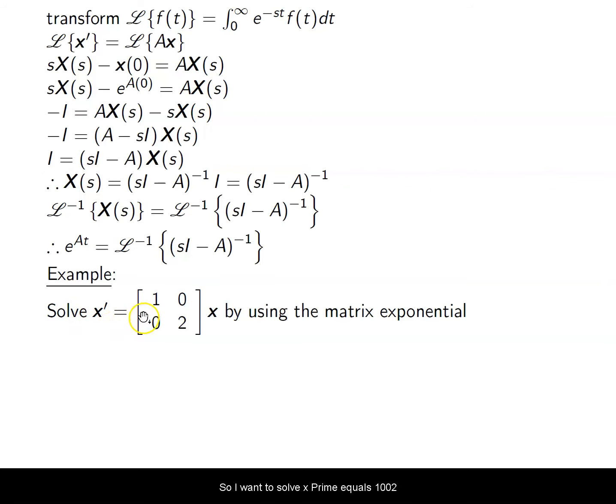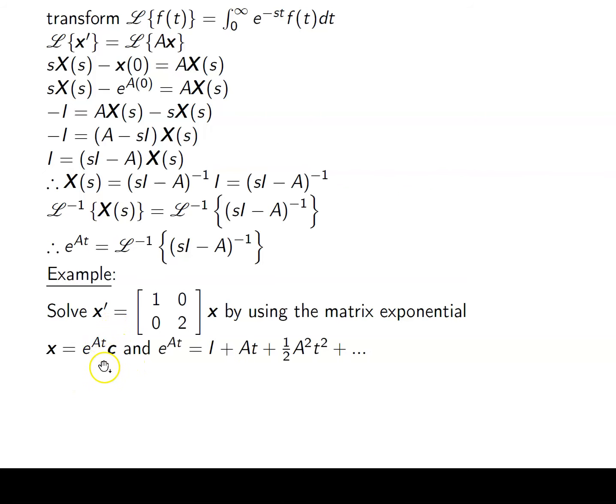So I want to solve x prime equals [1, 0; 0, 2] times x by using the matrix exponential. So I know I have this property that x is e to the At times this coefficient vector. So I need to start to do my e to the At. We do the Maclaurin expansion. I need a couple of powers of A. Luckily, this is a diagonal matrix. Taking powers of a diagonal matrix is extremely easy. You just raise the diagonal to the powers.